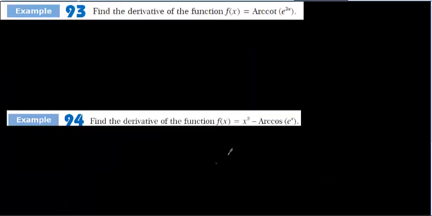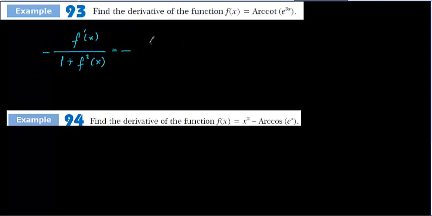Okay, the second function is arccotangent of e to the power of 3x. If you remember the formula, the derivative of arccotangent f(x) was equal to f'(x) over 1 plus f(x) squared, with a minus sign, of course, since that's the difference between tangent and cotangent. Here the f(x) value is e to the power of 3x, so it's minus the derivative of e to the power of 3x over 1 plus e to the power of 3x squared.